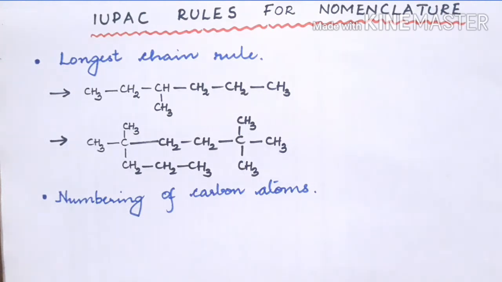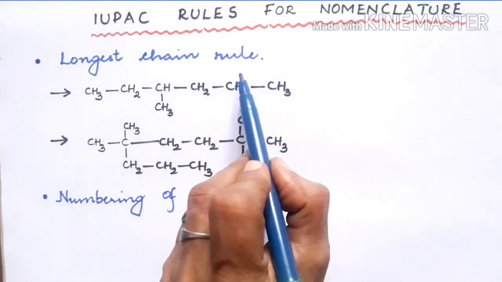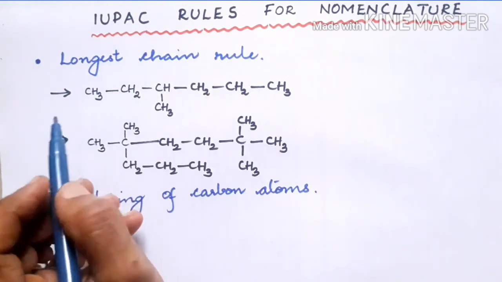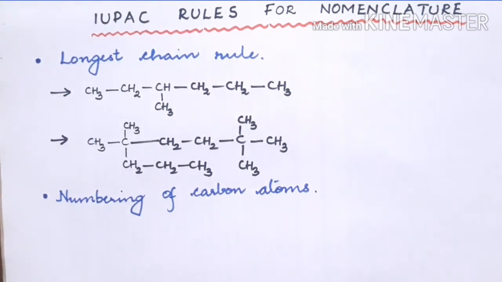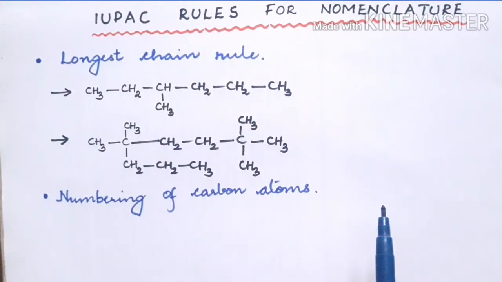First and the most important rule is the longest chain rule. Here, when a compound is given, we identify the longest carbon chain and number it in such a way that minimum numbers are given for the substituent. Now, what do you understand by substituents? All the carbon atoms other than those included in the main chain become the substituent.